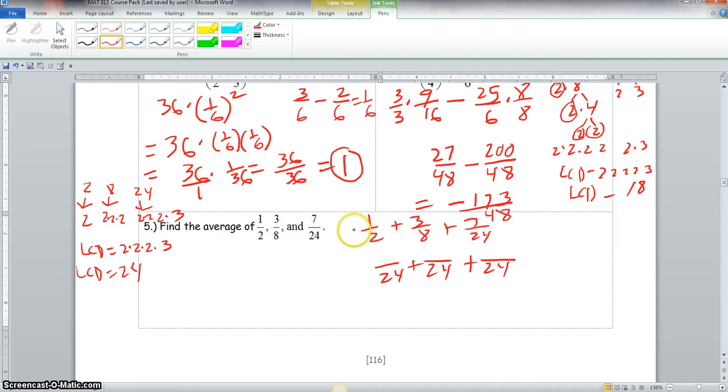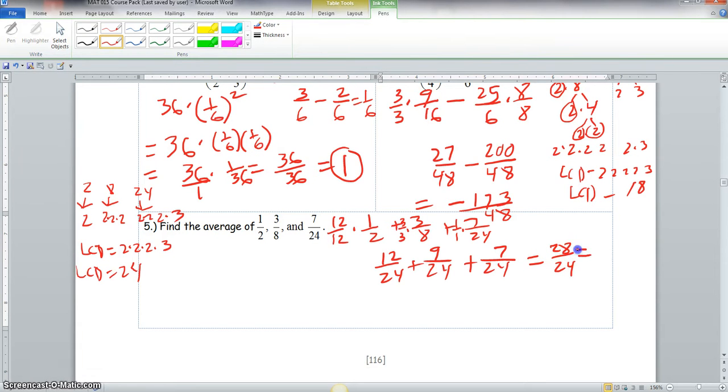24 divided by 2 is 12. So we multiply this numerator and denominator by 12. So that gives us 12 over 24. 24 divided by 8 is 3. So we multiply this numerator and denominator by 3. 3 times 3 is 9. 24 divided by 24 is 1. So we know we multiply the numerator and denominator by 1. 1 times 7 is 7. So now we add these. 12 and 9 is 21 plus 7 is 28 over 24.